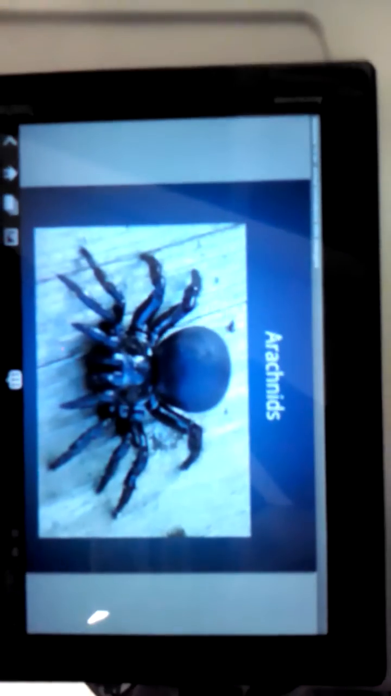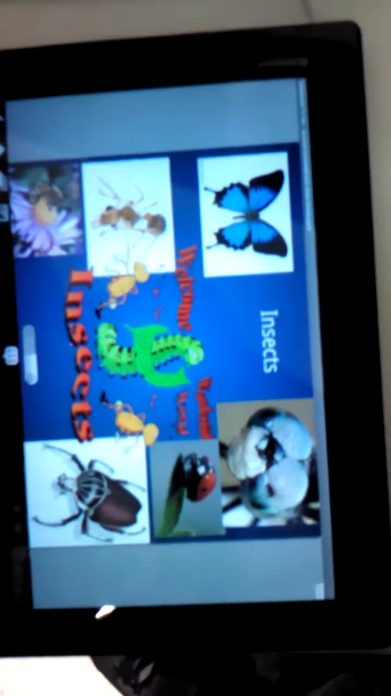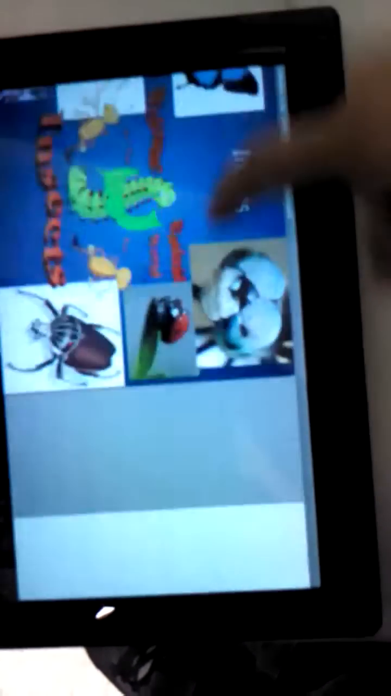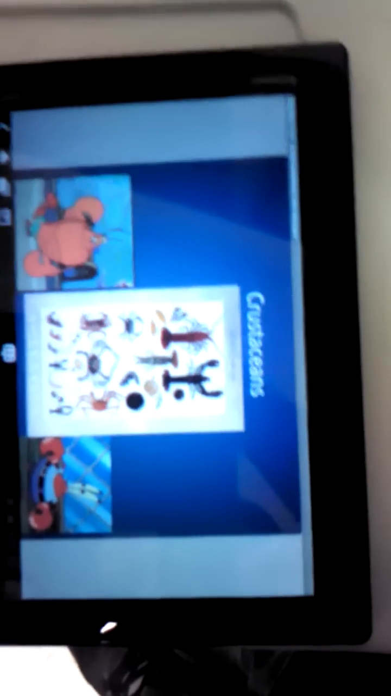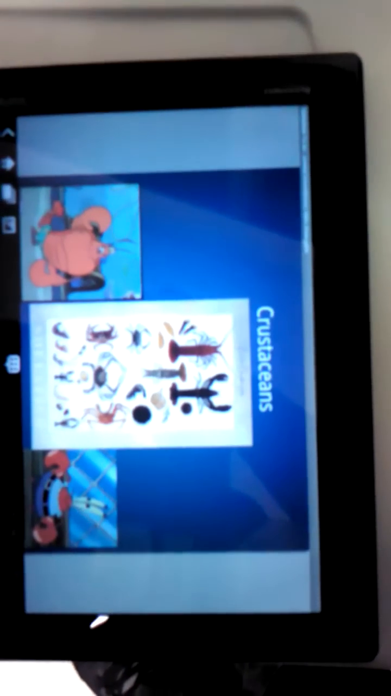Class Myriapoda are your millipedes and centipedes. Class Insecta are your six-legged creatures that can walk, jump, crawl, and fly. Class Crustacea are your sea creatures like lobster, crab, shrimp, and some plankton like krill. I will discuss vertebrates in my next slideshow.